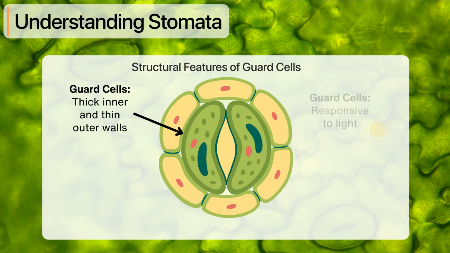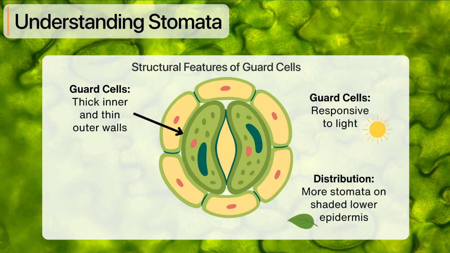Guard cells are responsive to light, often closing the stomata at night to conserve water, as photosynthesis cannot occur without sunlight. More stomata are located on the lower epidermis, the underside of the leaf. This placement reduces water loss since the lower side is usually shaded and cooler than the upper surface.